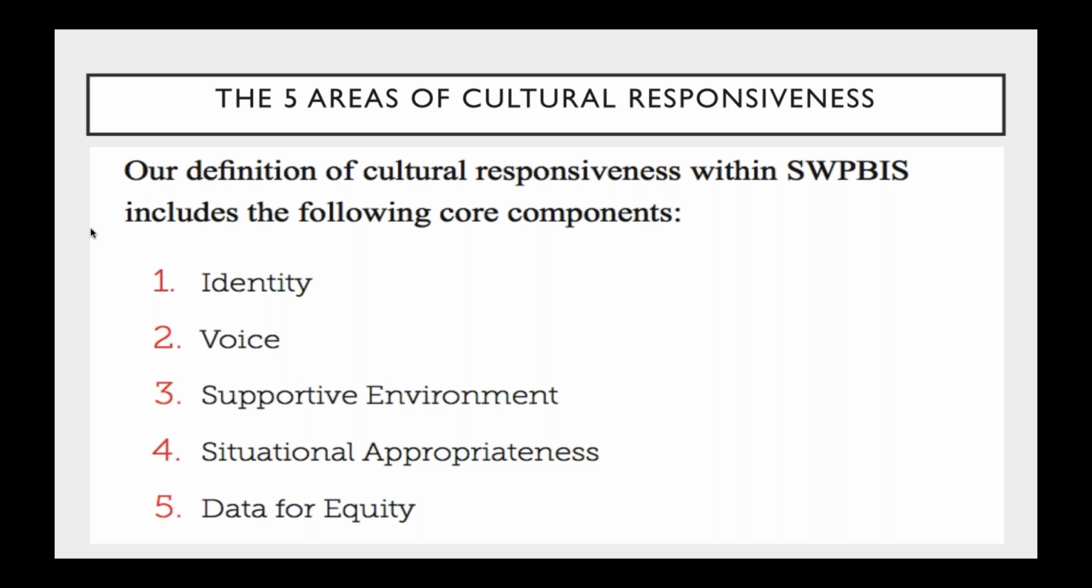we are looking at things like identity, voice, the supportive environment, situational appropriateness, and data for equity. So it's not a one-to-one correlation between what you will see on Wisconsin's model to inform and the guide, but you're going to find all of those concepts embedded in both. They're just organized in a little bit different ways. So that's a heads up on how these concepts are going to show up within this field guide.